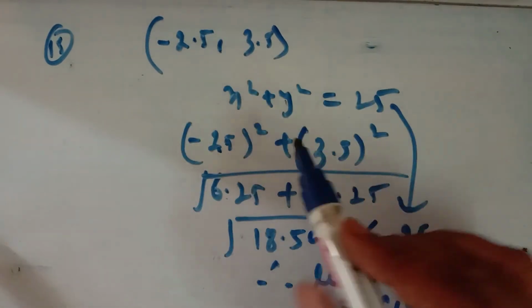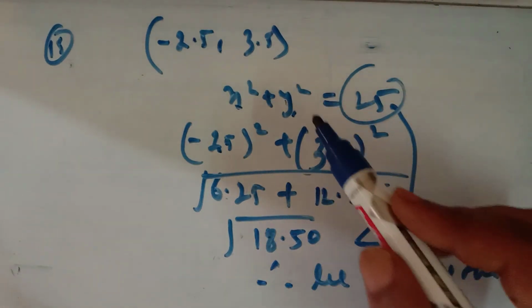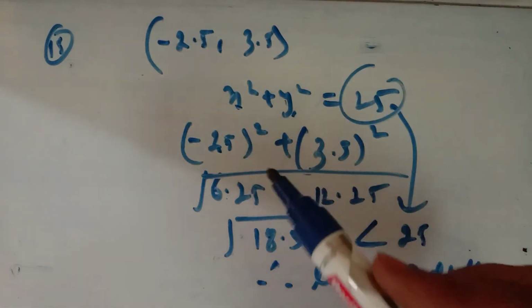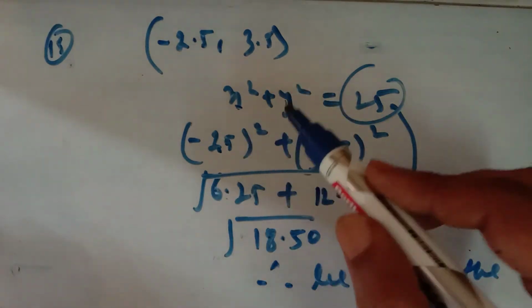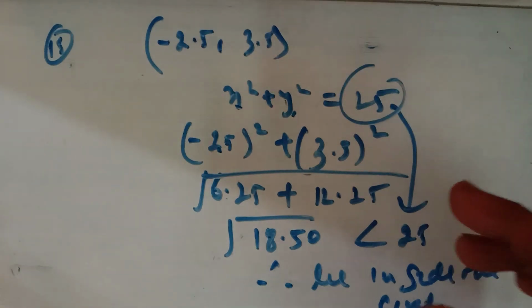x और y की वैल्यू रखने पर अगर ये x स्क्वायर प्लस y स्क्वायर 25 के इक्वल आता है तो पॉइंट विल लाई ऑन द सर्कल. इसकी वैल्यू अगर 25 से लेस आती है तो इट विल लाई इनसाइड द सर्कल. इफ इट्स वैल्यू इज more than 25, then it will lie outside the circle.